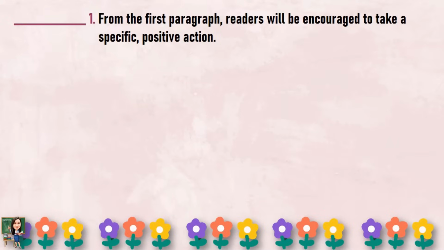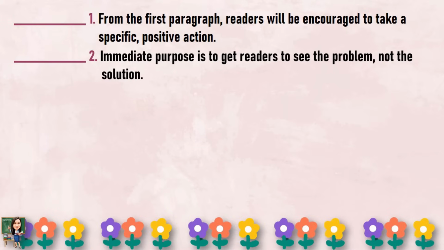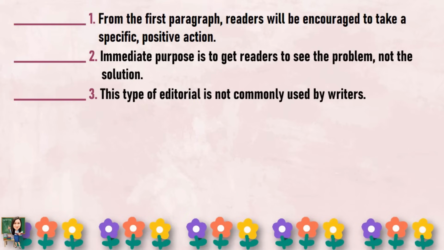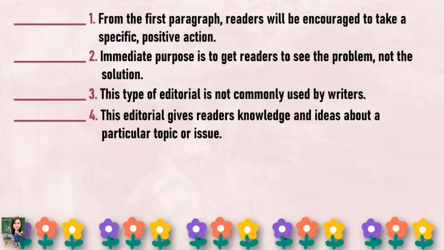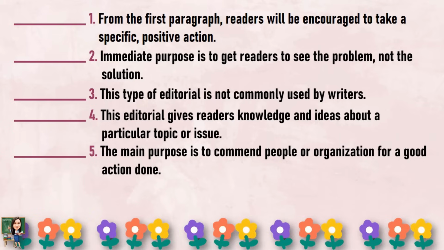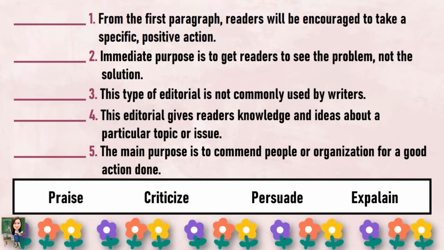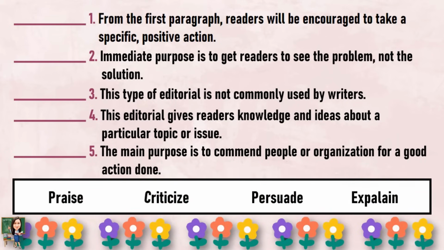Number 1, from the first paragraph, readers will be encouraged to take a specific positive action. Number 2, the immediate purpose is to get readers to see the problem, not the solution. Number 3, this type of editorial is not commonly used by writers. Number 4, this editorial gives readers knowledge and ideas about a particular topic or issue. And number 5, the main purpose is to commend people or organizations for a good action done. And choose the correct answer inside the box: praise, criticize, persuade, or explain.